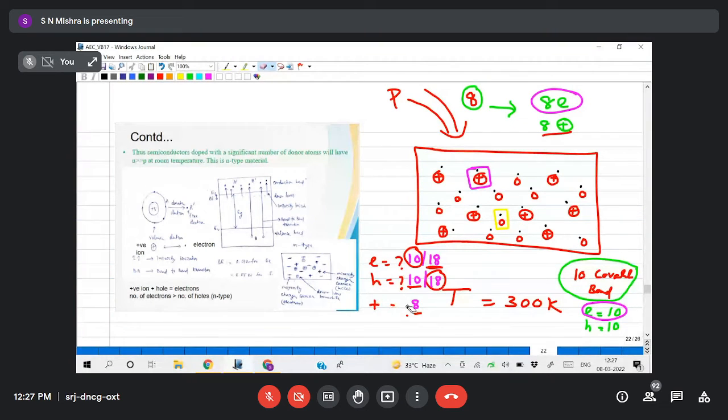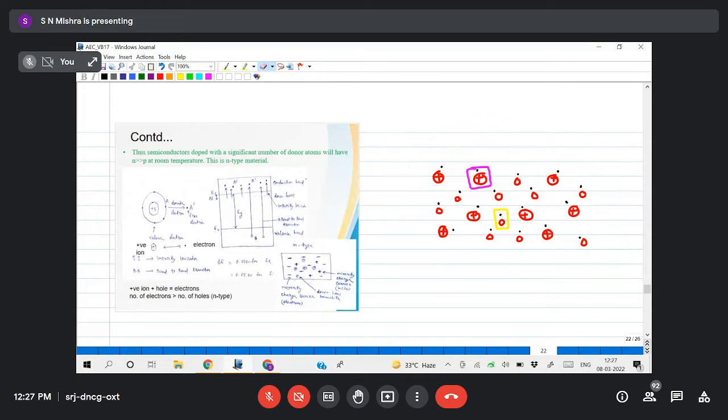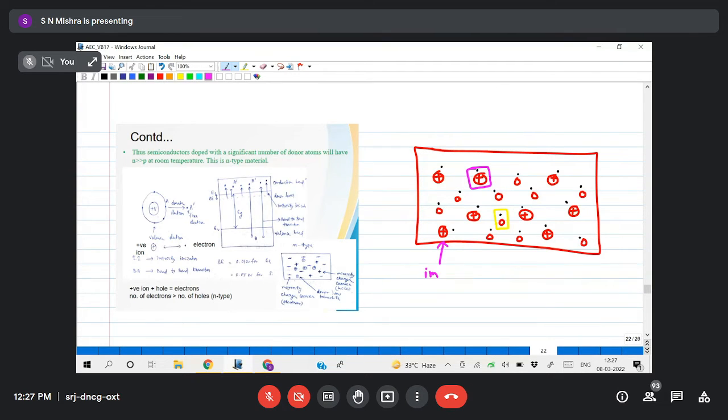Is it clear to all? Yes, sir. Now, yesterday also I told you these ions cannot move inside the material because they are actually atoms bound to the neighboring atoms with covalent bonds. So these ions are immobile. Okay, they cannot move inside the material.